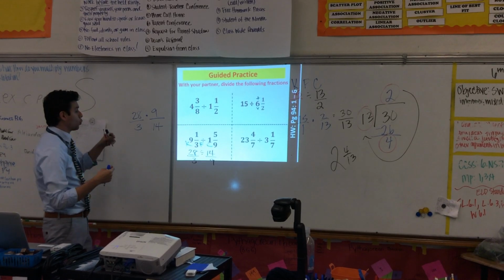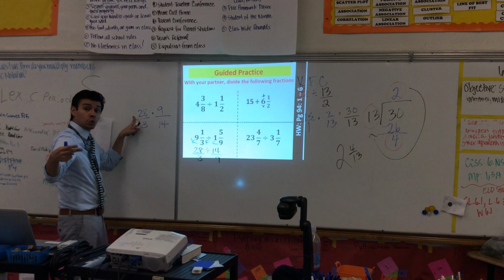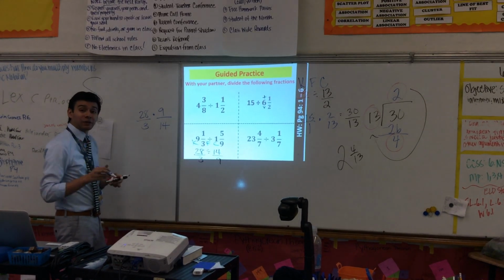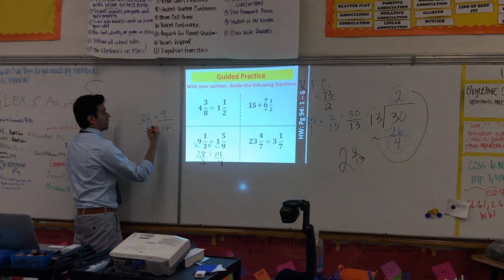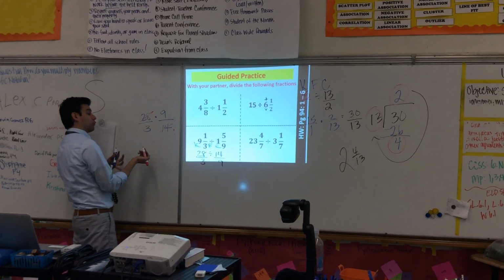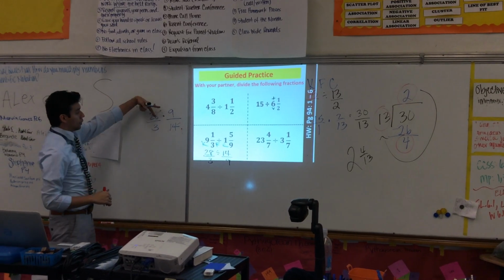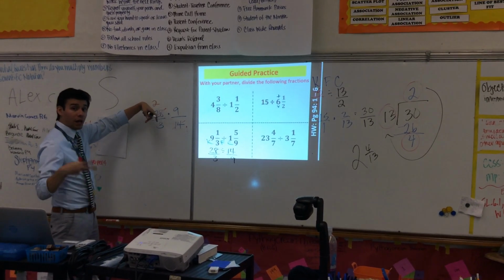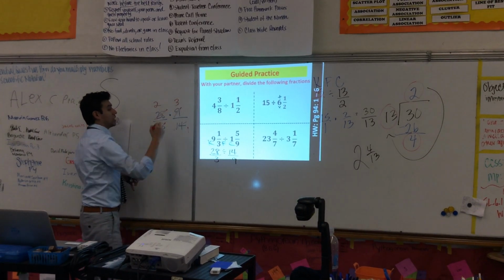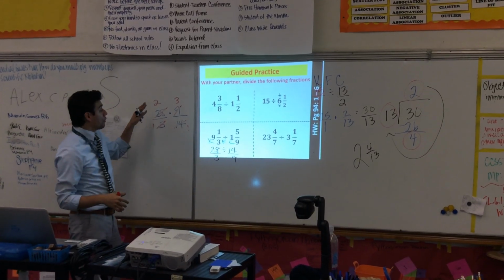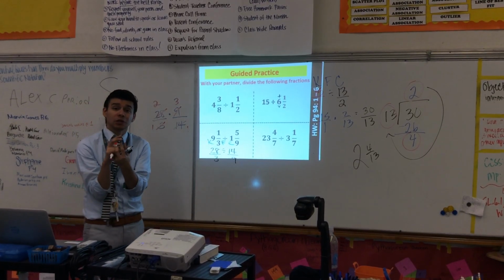You could cross cancel quickly. What number goes into 24, 28 and 14? If you said 2, you're correct, but there's a higher number. It's actually 14. 14 divided by 14 is 1. 28 divided by 14 is 2. Look across, what number goes into 3 and 9? 3. 3 divided by 3 is 1. 9 divided by 3 is 3. Look, this monster has been reduced down to small numbers, okay?